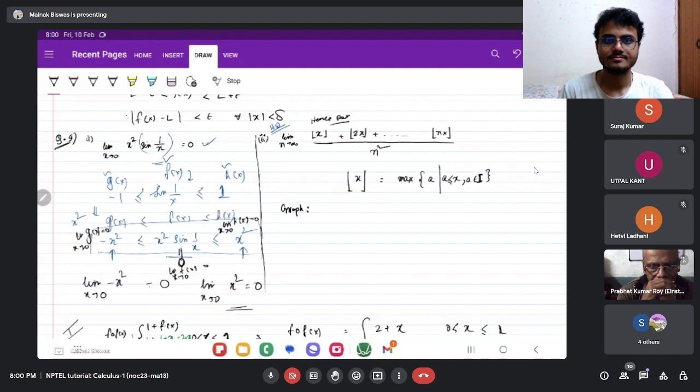This is the idea. And this is your homework. I'll tell you how to do it. This is your sigma function or the step function. So what you do is, this is the integer value function, also known as the integer value function.